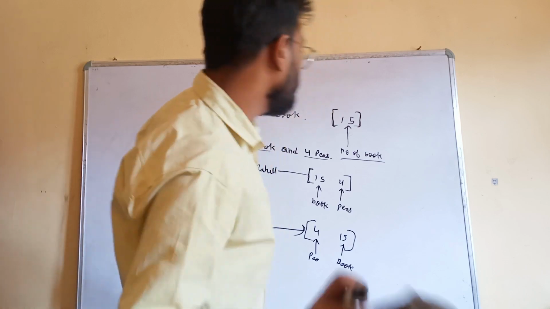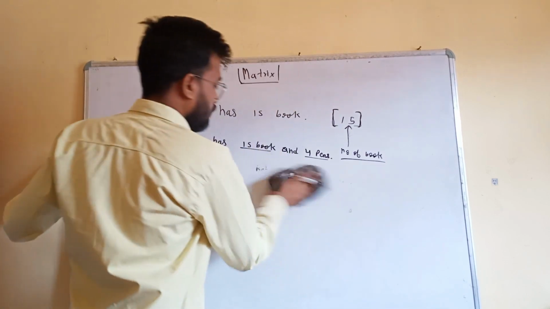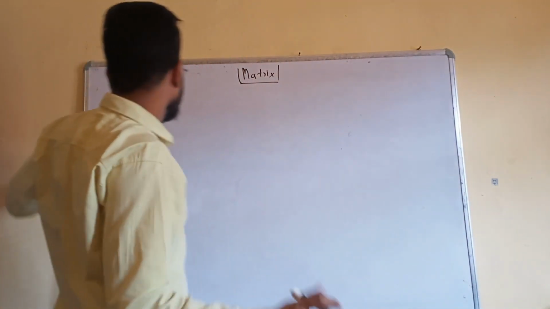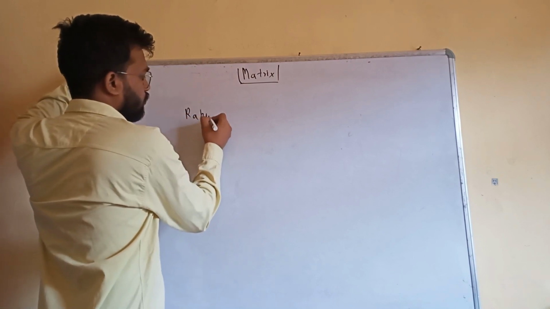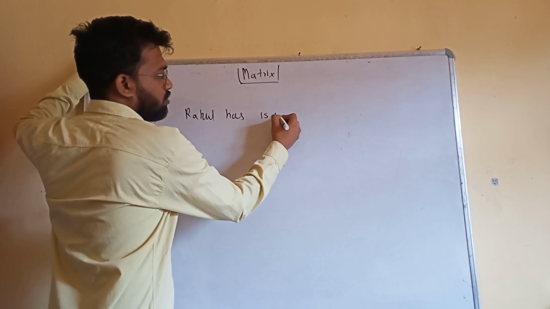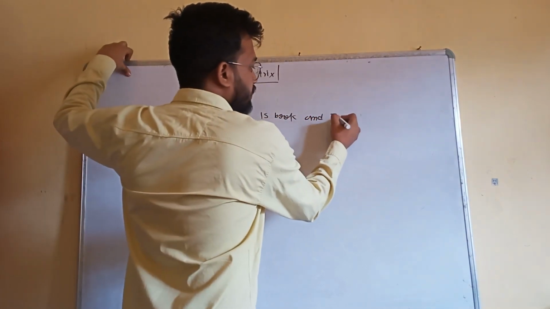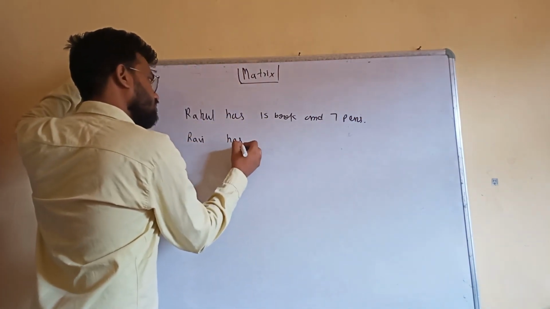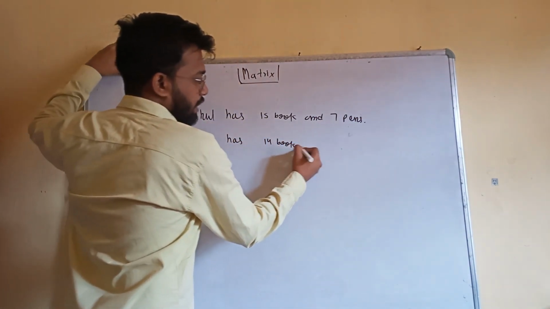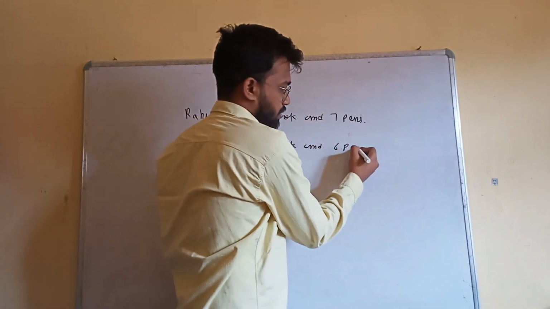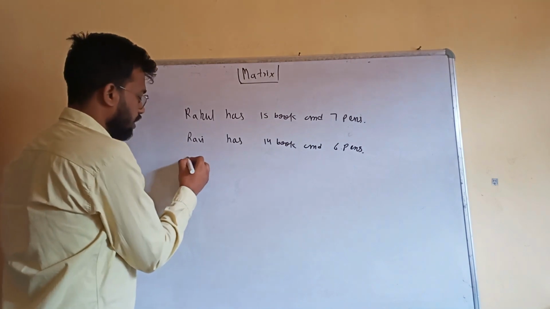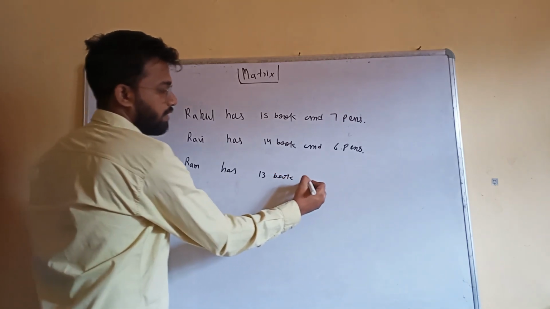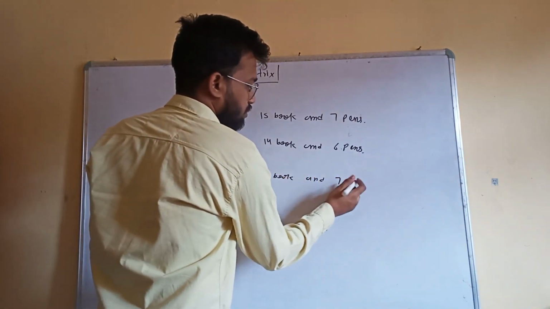Now let's talk about a bigger matrix. We will make it bigger. Here we are taking 2 values. Now let's take 9 values. Suppose Rahul has, like before, 15 books and 7 pens. Now Ravi also has 14 books and 6 pens, and Ram also has 13 books and 4 pens.